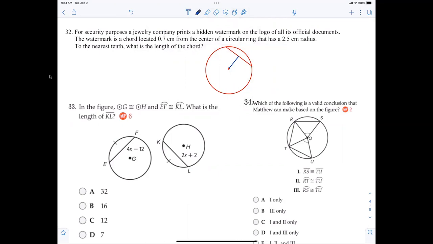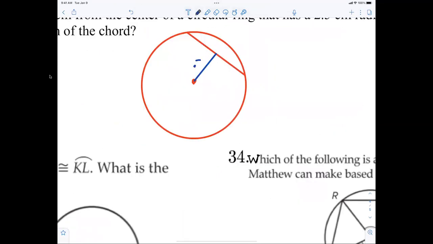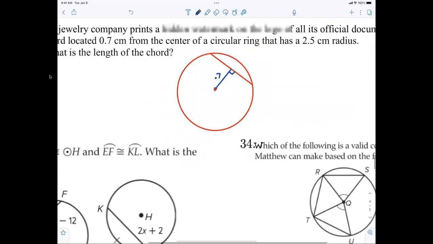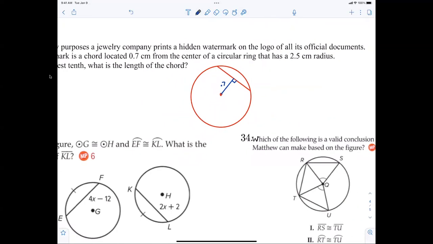All right. So here we go. 0.7 is here. What angle is created? 90. And it has a radius of what? So how am I going to figure this radius out? I need to draw something. Yeah, I mean, guys, this is what I'm saying.